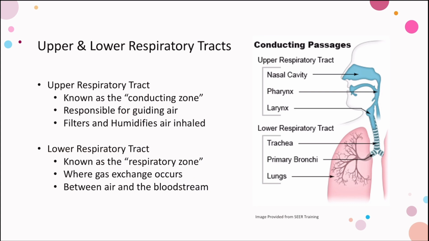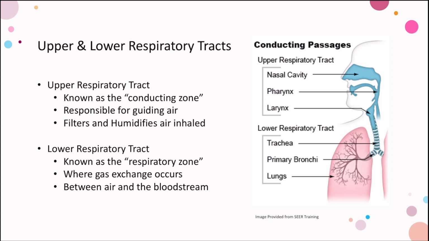The upper respiratory tract is often referred to as the conducting zone. The conducting zone is responsible for guiding air into and out of the lungs and also prepares it for the gas exchange that occurs in the lower respiratory tract. The conducting zone filters and humidifies the air, preparing it for the lower respiratory tract. This protects us from pathogens that we have inhaled.